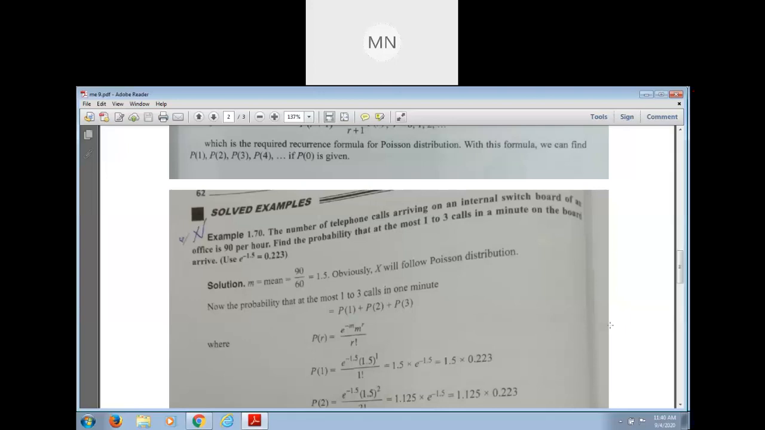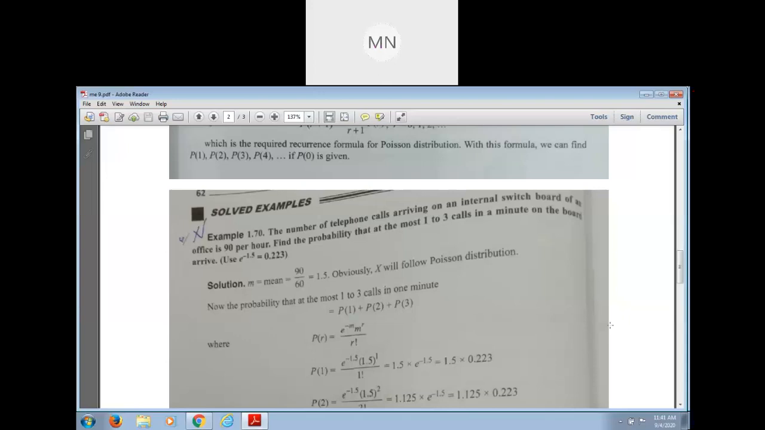Suppose at least 3, if we start from 3, 4, 5 up to n, but the value of n is not given in the problem properly. Therefore, we know that the total probability is always 1. So we find the value of at least 3 as 1 minus at most, that is 1 minus P of 1 plus P of 2.